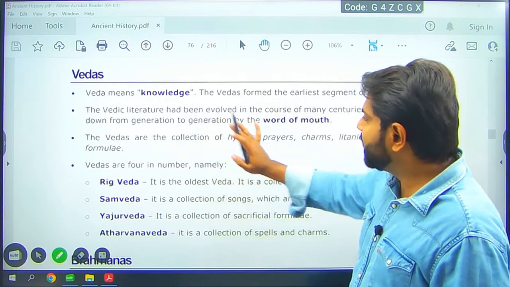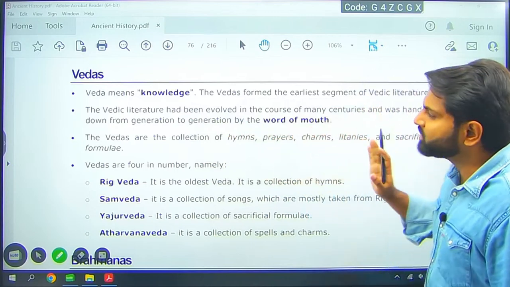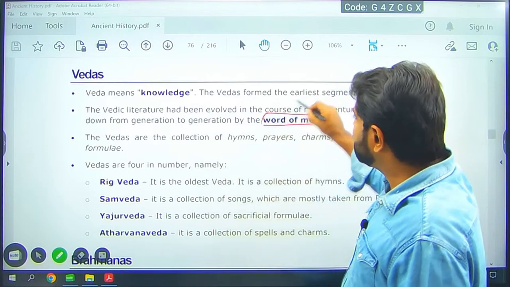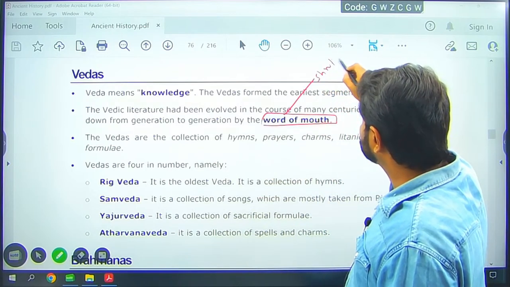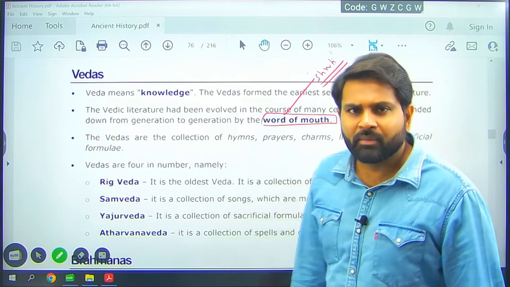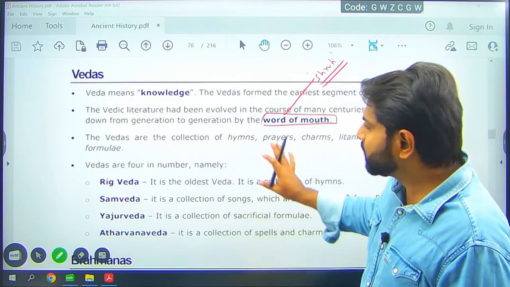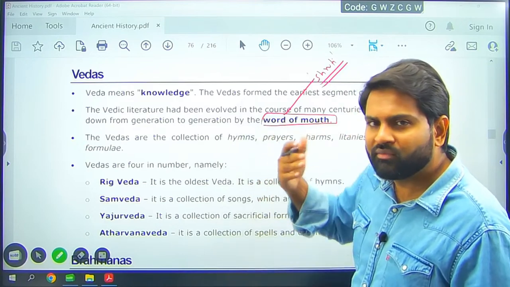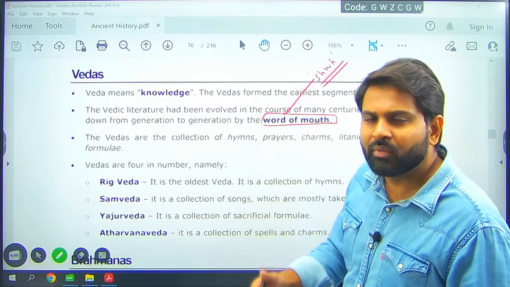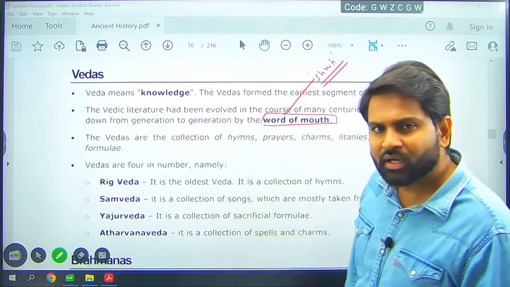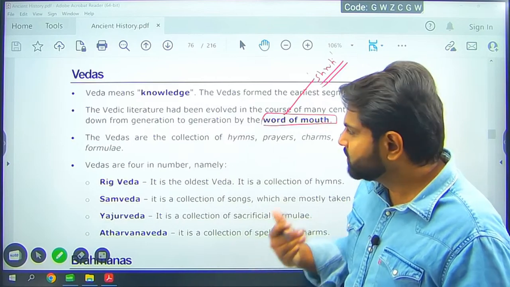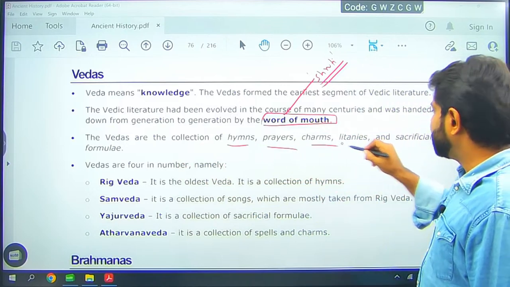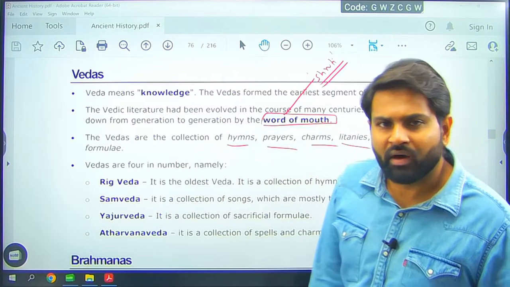The Vedic literature evolved over many centuries and was handed down from generation to generation by word of mouth. As I said, this is part of Shruti, right? From one person to another, the communication is oral, through voice transfer only. Normally Vedas are not read, but given by the master to the student as a Shrota. Vedas are a collection of hymns, prayers, charms, litanies and sacrificial formulae.